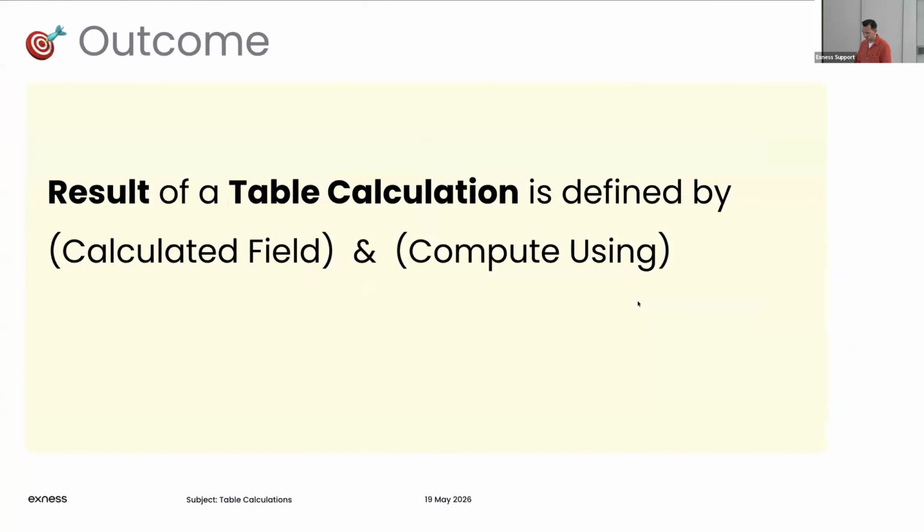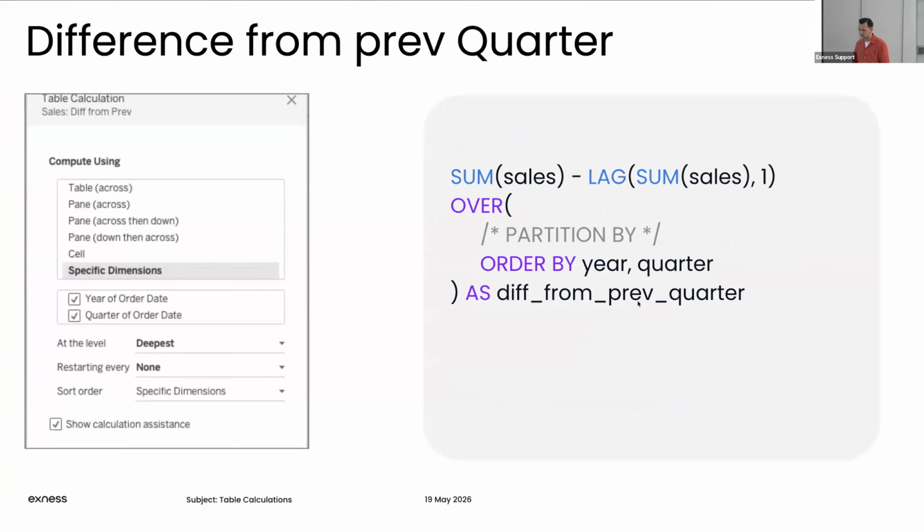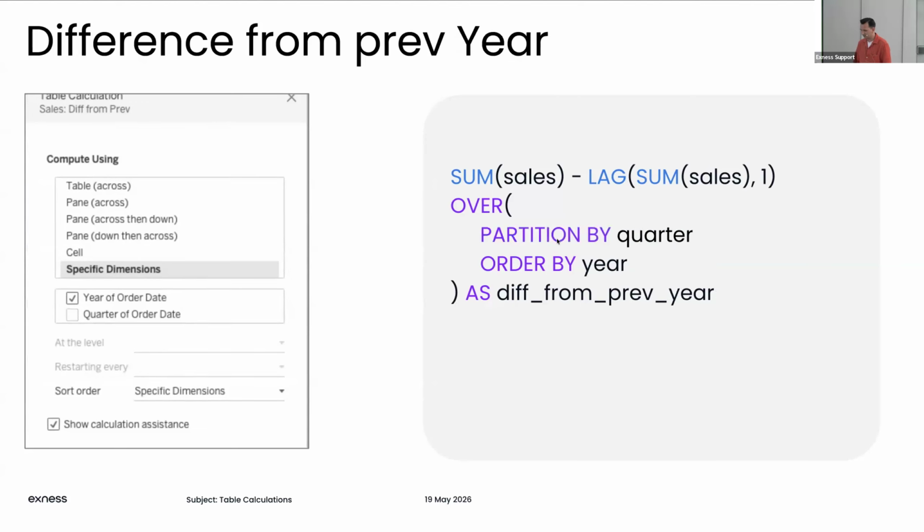And again, let's compare it with the query sample. When it's difference from previous quarter, we have only one partition and go order by year and order by quarter. So no partition by. When we want difference from previous year, so partition by quarter, order by year. You may check how it works in Tableau, and how it looks in your database. So probably the results will be the same.